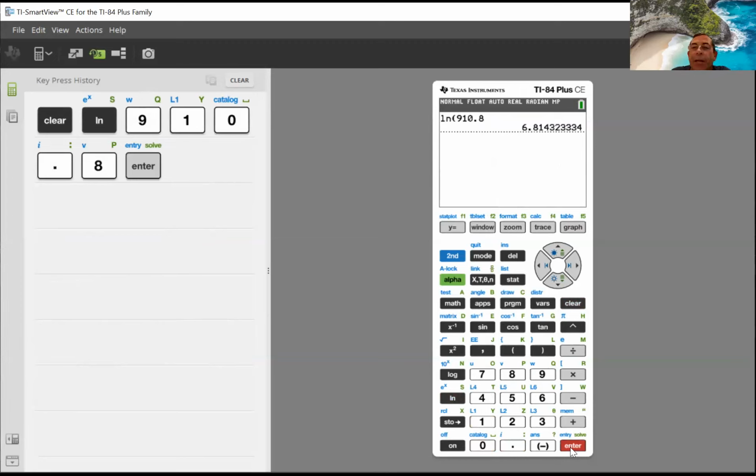So let's round that to 4 decimal places. That's going to be 6 point, what would y'all put? 8143. 8143, there you go. So the 3 didn't round up because it had a 2 following it, y'all. So be careful on your rounding on this.